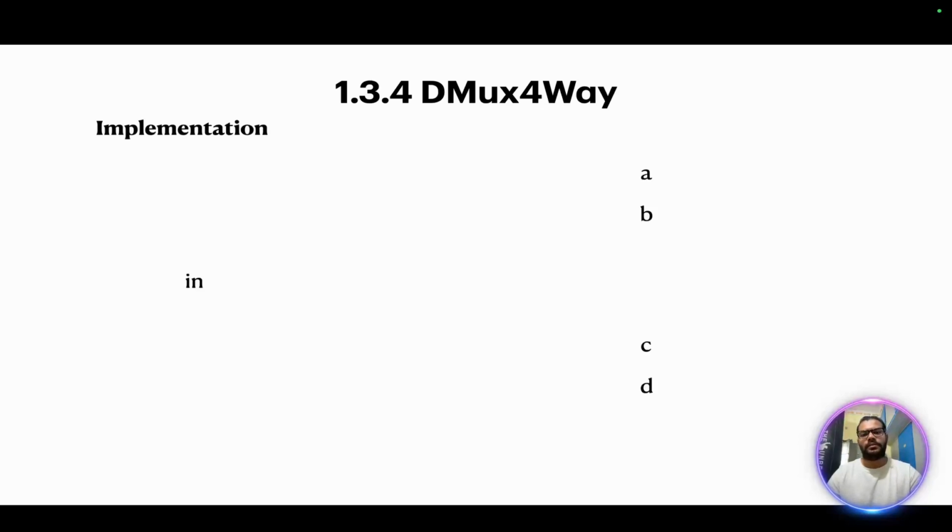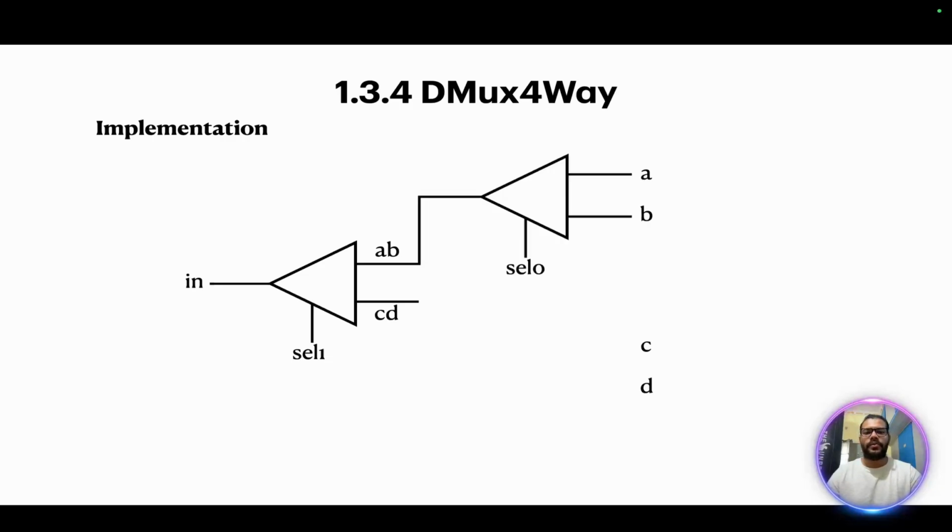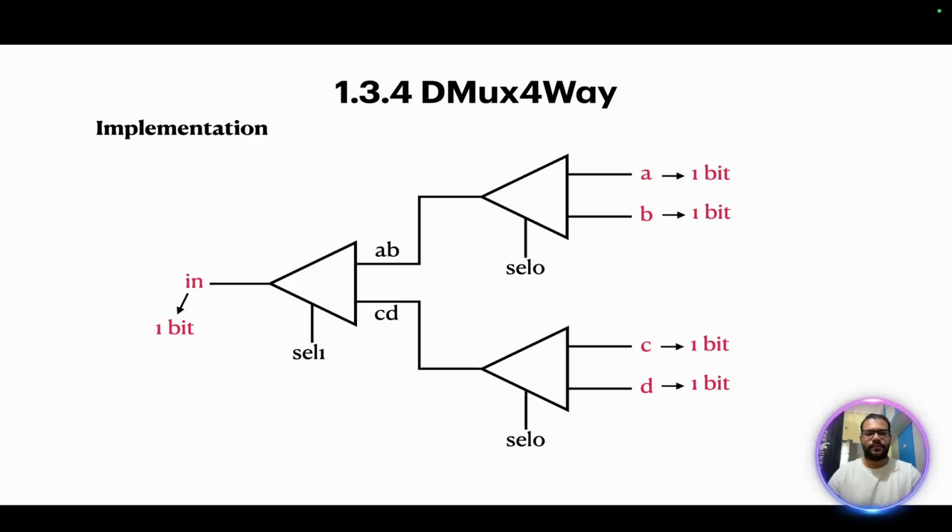Inputs and outputs. We start with a simple demux chip that we have built in the elementary gates. We use selector 1 to split the input between AB and CD. And you use one more demux to split AB into A and B, and one more demux to split CD into C and D. So 3 demux chips to build the demux 4-way. You've got 1 input and 4 outputs. All of them are 1 bit.